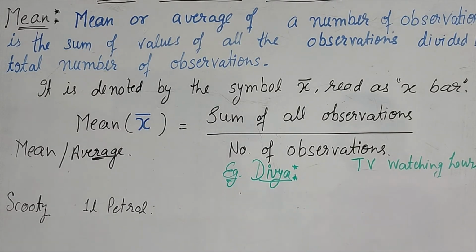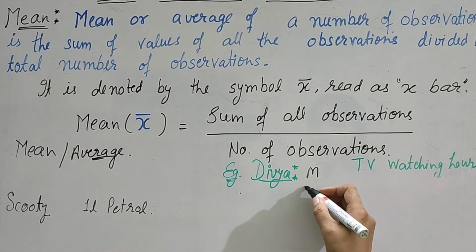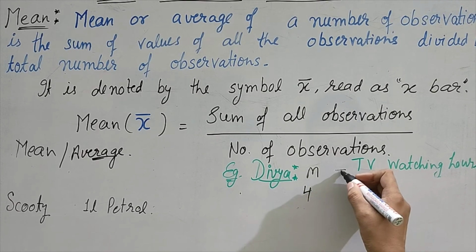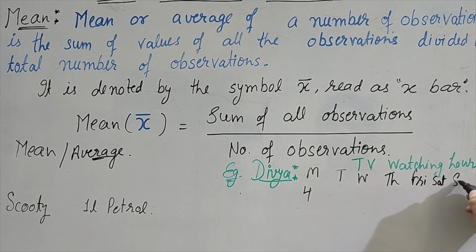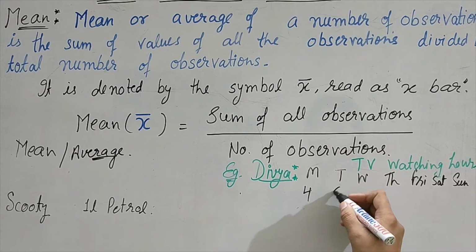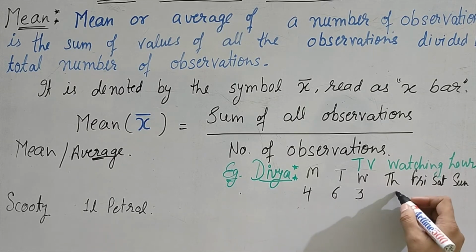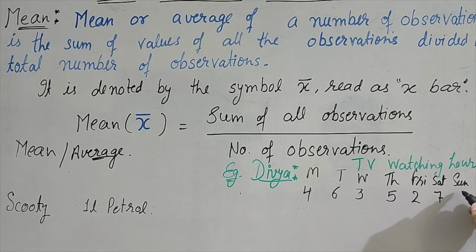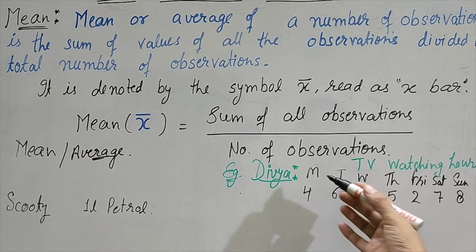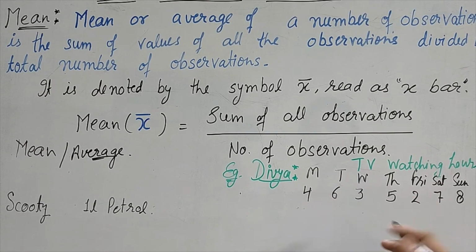Suppose a girl Divya is watching TV regularly as you all watch. So on Monday, she watched TV for 4 hours. And on Tuesday, Wednesday, Thursday, Friday and Saturday, then finally Sunday. तो ये पूरे week का हमें observation दिया हुआ है कि Monday 4 घंटे TV देखा, Tuesday 6 hours, Wednesday 3 hours, Thursday 5, Friday only 2 hours and Saturday 7 hours and Sunday fun day she watched TV for 8 hours. Okay, so ये सब अलग-अलग number लिखे हुए हैं. Monday को इतने घंटे देखा है, Tuesday इतने hours, Wednesday these much hours.